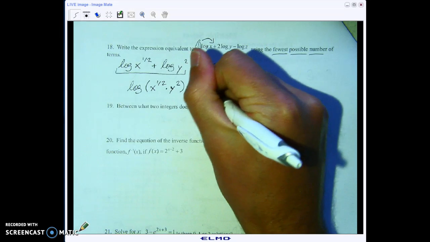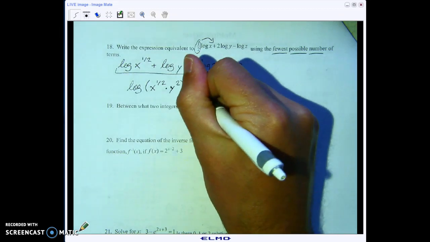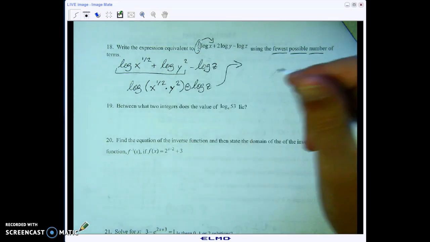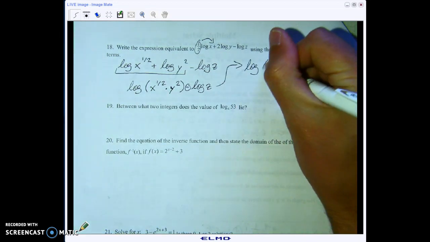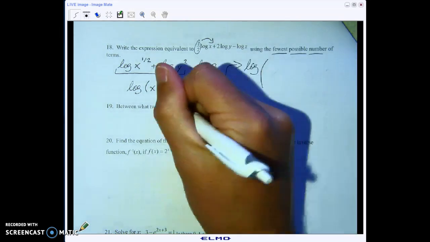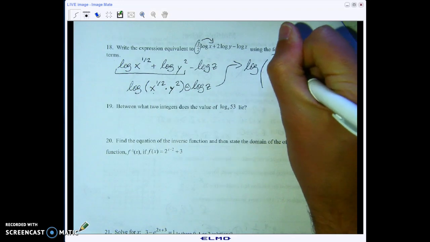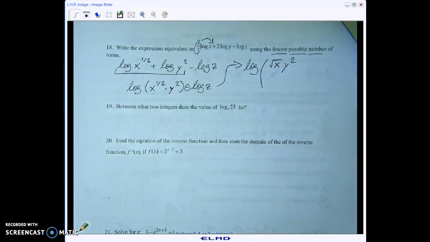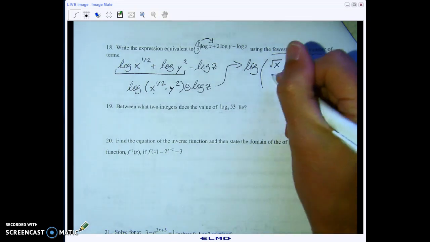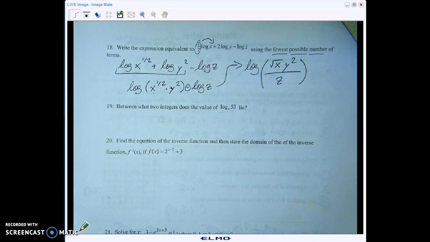And then we still have this minus log of z over here, so I'm going to bring this over here. And now we're going to use the quotient property to handle that minus sign and rewrite it as one big log. So the argument of the first logarithm, x to the 1/2 times y squared, I'm going to rewrite x to the 1/2 again back as square root x because that just looks a little cleaner. And we also have y squared. So that's the product of square root of x times y squared, and that's all over z. So you can write it as log of square root x times y squared all over z.